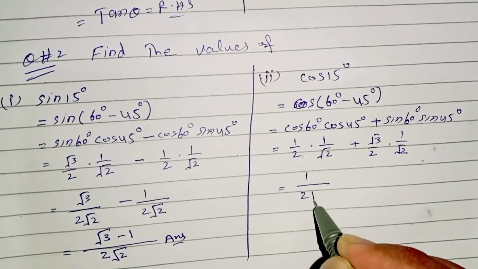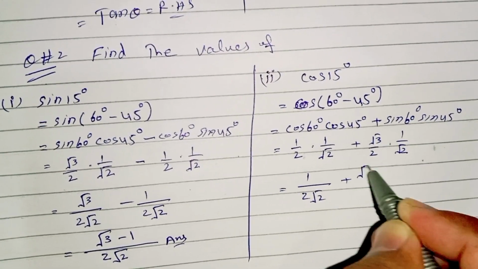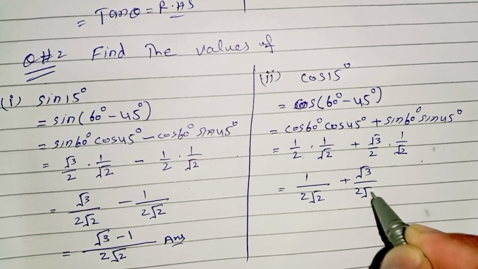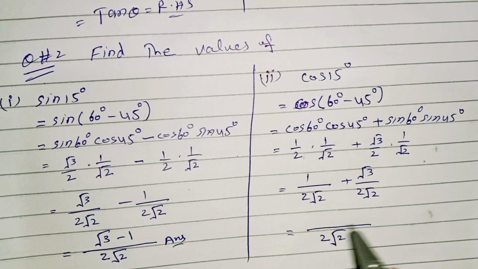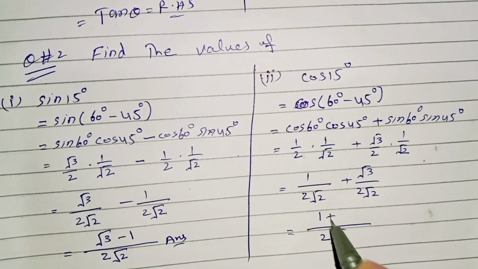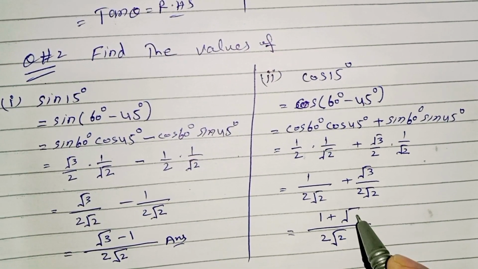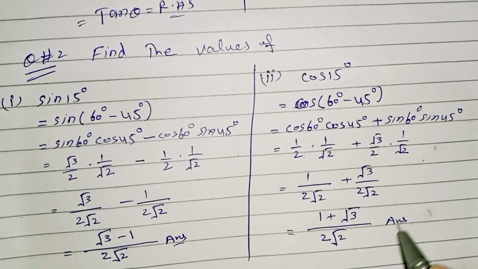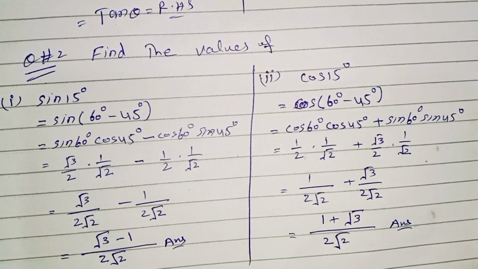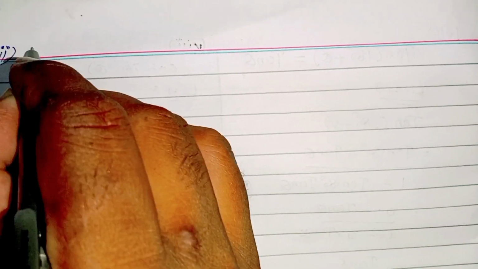We have 1 over 2 square root 2 plus square root 3 over 2 square root 2. Taking LCM on both sides, we have 2 square root 2 as LCM. So in the numerator, the value will become 1 plus square root 3, which is the required answer of cos 15 degree. Part number 3 of question number 2 is tan 15 degree.